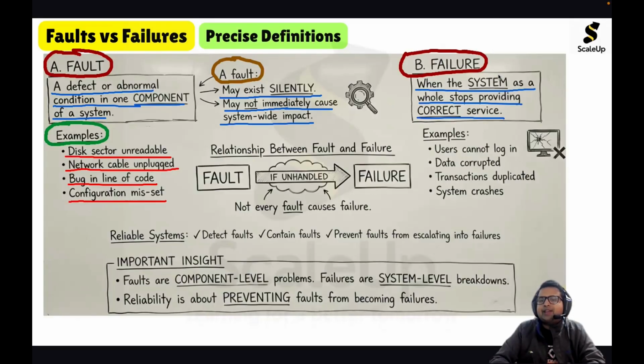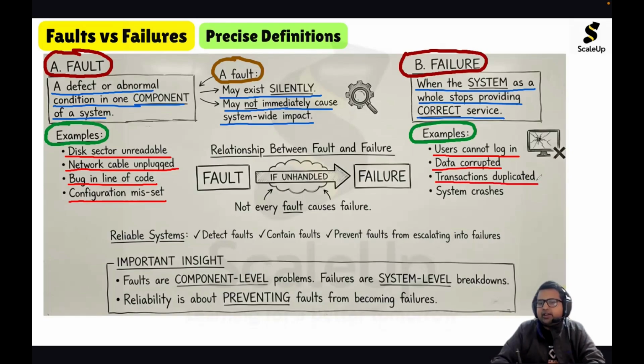If we talk about examples of system failure, so let us suppose the user is not able to log in, or data is corrupted. When users cannot log in, it's a system failure because there can be multiple reasons why the user is not able to log in. There might be some issue in the code, in the database, in some network. Data corrupted: if data gets corrupted, the system will get corrupted. So it's like a failure. It's an example of a failure.